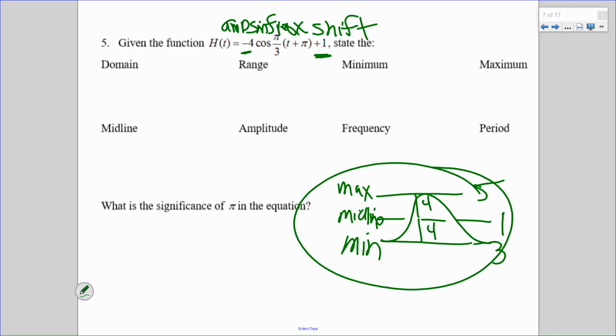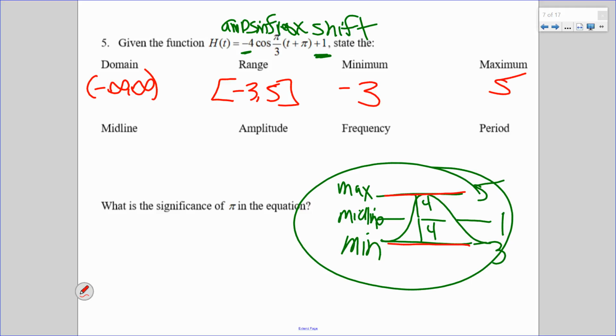You need to know your 4 different graphs. Positive, negative sine, positive, negative cosine. So, that gives me a lot. Then my domain for all trig functions is always all real numbers, or negative infinity, positive infinity. My range, well, my min is negative 3, my max is 5, so my range goes from negative 3 to 5. My minimum is negative 3, my maximum is 5.